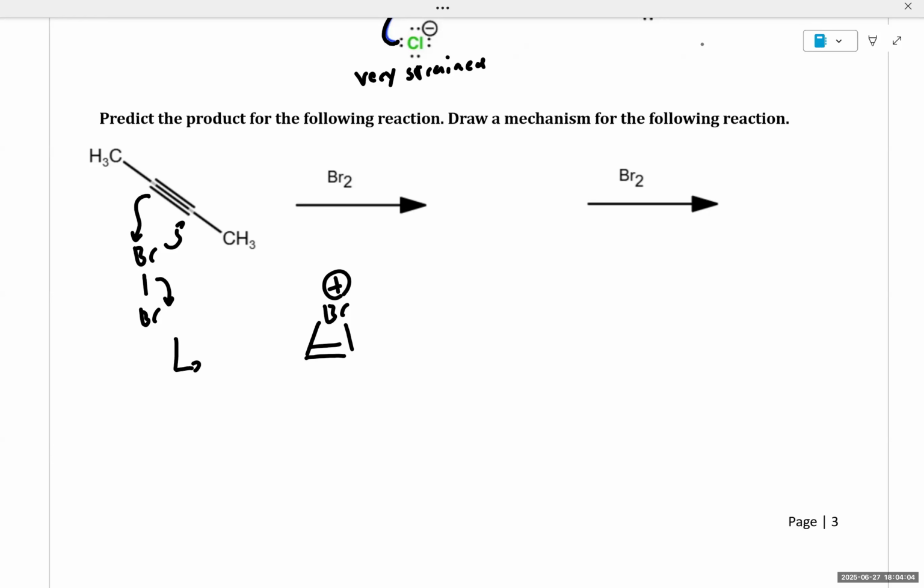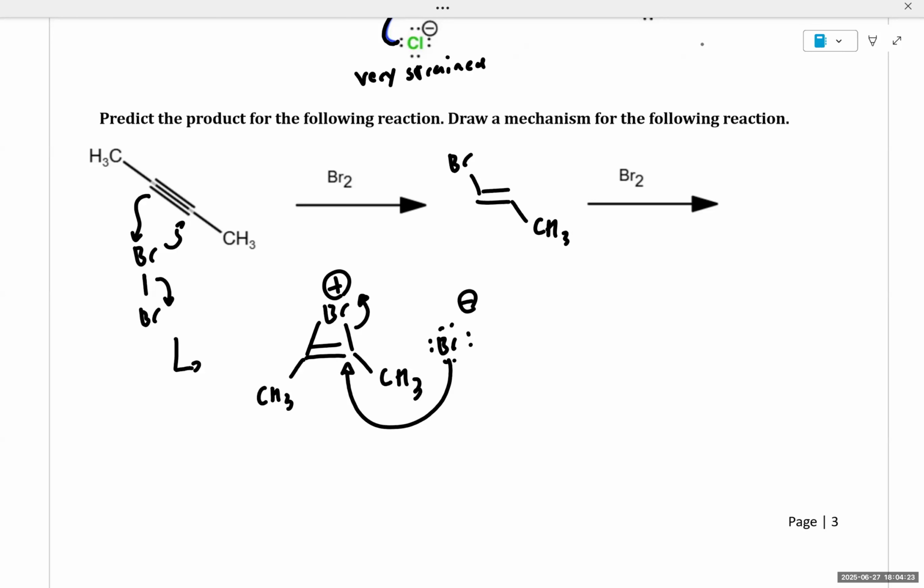This is much more strained than your typical bromonium or halonium ion. From here, an equivalent of bromide will attack and open up this bridged ion intermediate, and that's why we get the trans 1,2-dihalide. So the two bromine atoms are going to be trans to one another because the attack occurs from the opposite face.